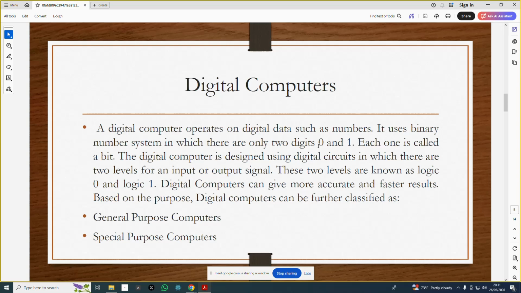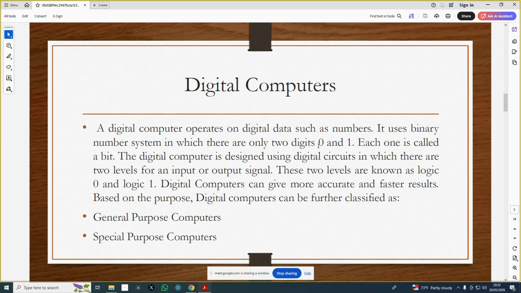As I told you before, digital computers can give more accurate and faster results. A digital computer can further be defined as a computer based on general purpose and special purpose. So that drives us back.